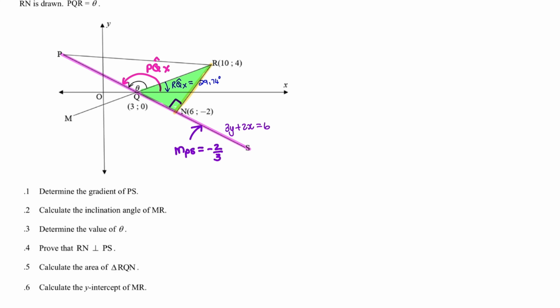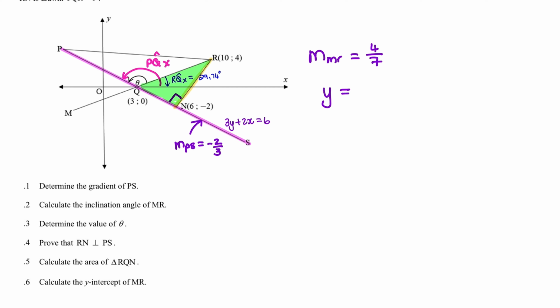Our last question is to calculate the y-intercept of the line MR. So we want to find the coordinates where the line MR meets the y-axis. In a previous question, we have already calculated the gradient of the line MR, and that gradient was 4 over 7. Now we can say that y is equal to mx plus c. So we have y is equal to 4 over 7 x plus c.